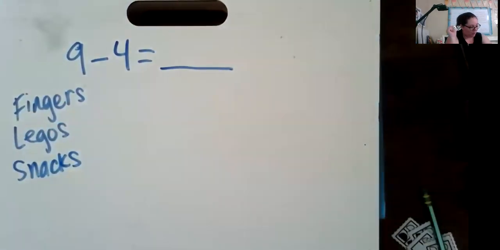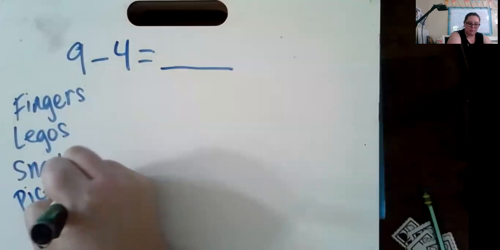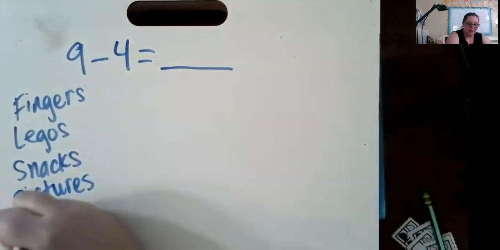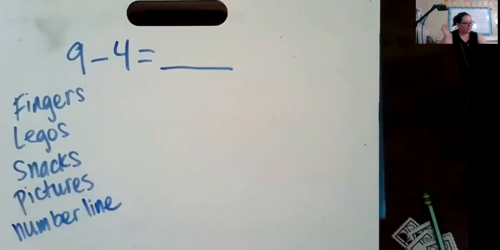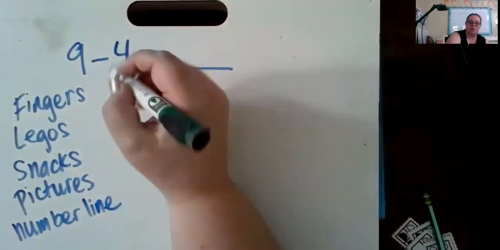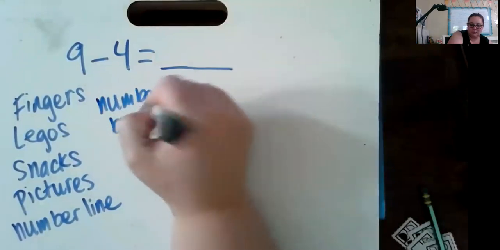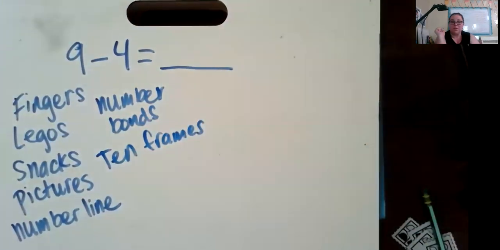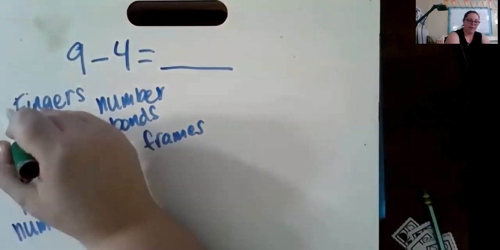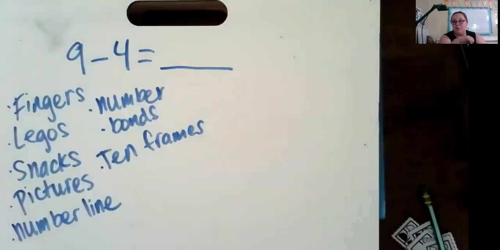Okay, we can also use pictures and a number line. We talked about number lines, all right? Okay, we can also do number bonds and 10 frames. Those are all the different strategies we have. You have 1, 2, 3, 4, 5, 6, 7, 8 different strategies.